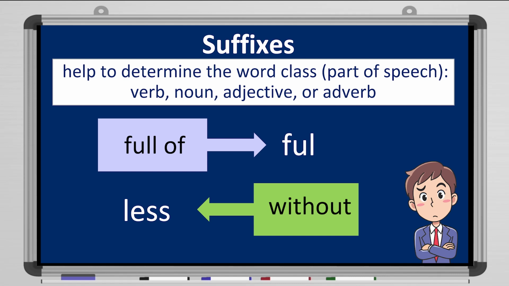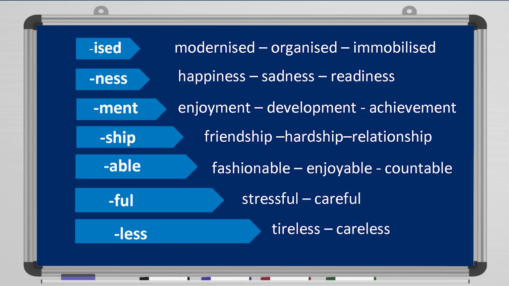Let's look at some examples of suffixes. We have full. When you add full at the end of the word, it means full of. So if I say, be careful, what do I mean? You have to be full of care, to take more care into doing something. If I say less, I mean without. If I describe someone, he is careless, he is less of care. He doesn't have any care. He's very careless. I'm describing him.